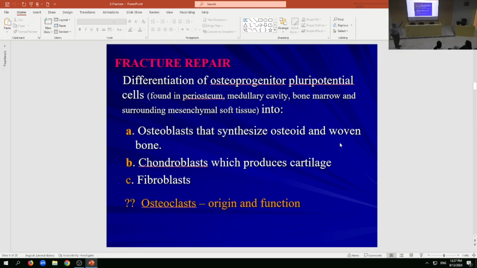The osteoprogenitor cells, you find them in all osseous parts. You find them in the periosteum. The periosteum is very rich, in fact, in osteoprogenitor cells. Medullary cavity, bone marrow, surrounding mesenchymal tissue. You find them. So these are the three main types. But from your reading, you find that there is another one which is called osteoclast. Where does it come from?